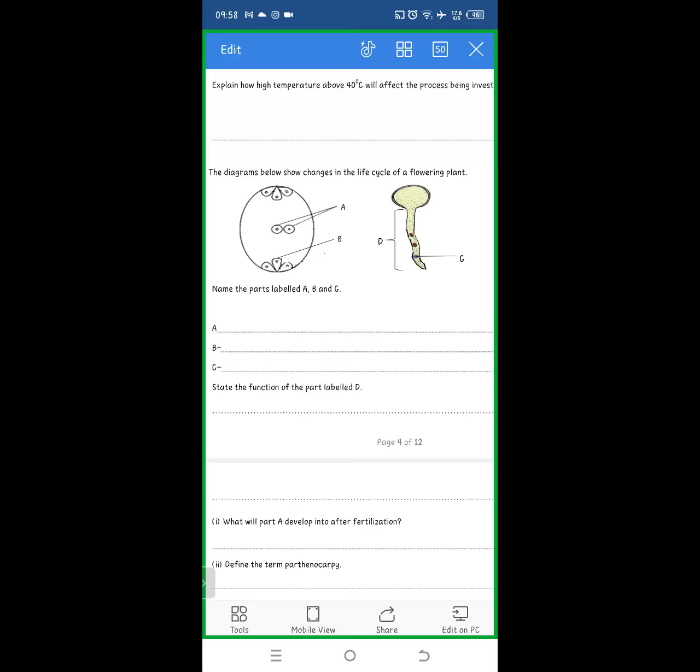A is the polar nuclei. A is polar nuclei, that is good. B is egg cell. B is egg cell, that is good. Then G is tube nucleus. All those are good. What about the cells adjacent to B? How would you call those? Which ones? The ones adjacent, just close to B.